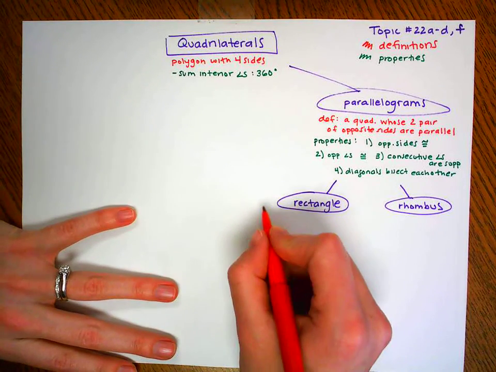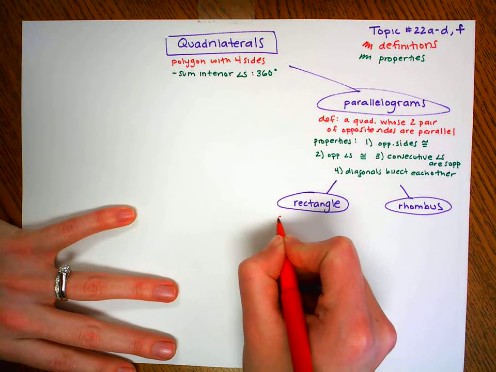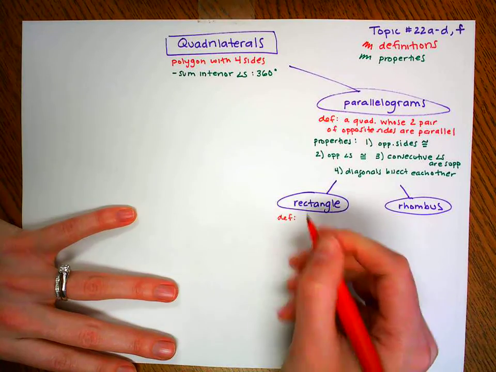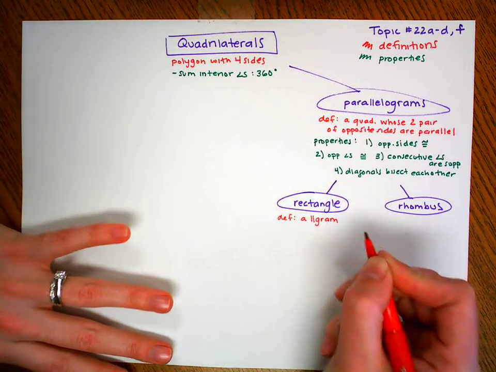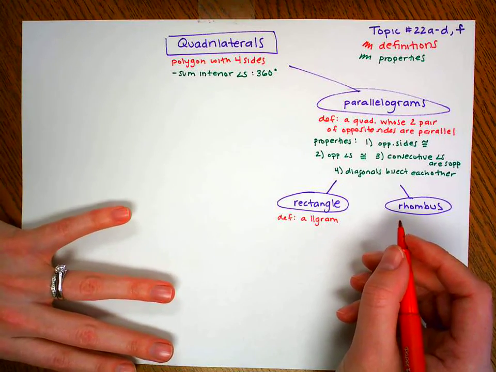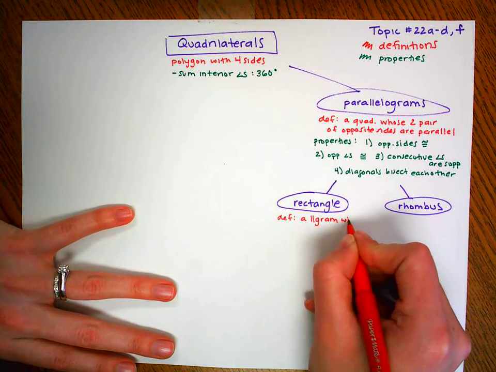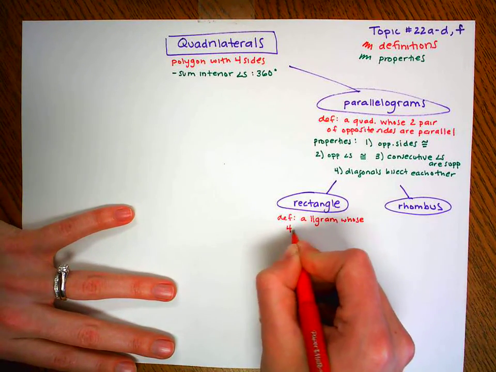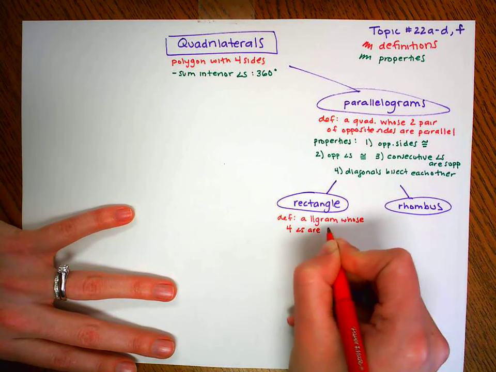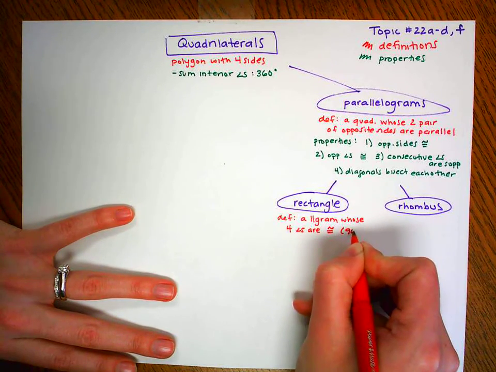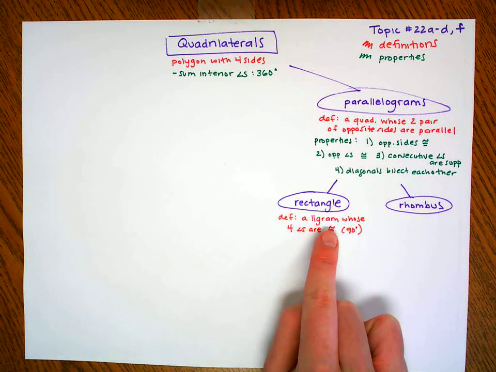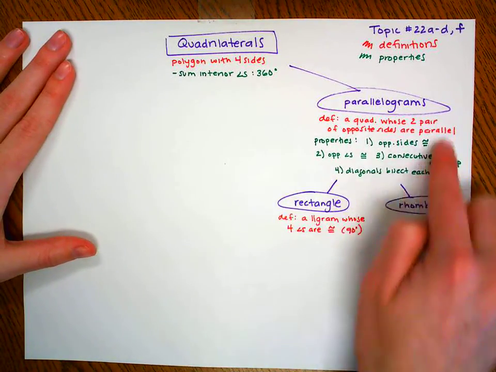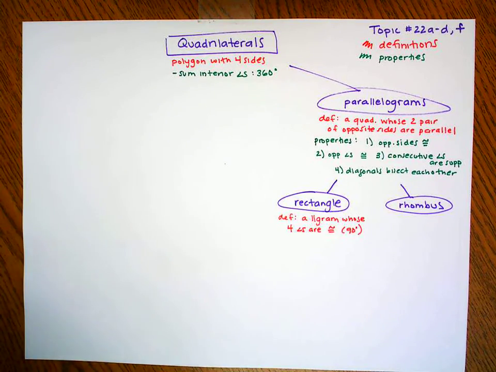So what is a rectangle? Well, if we look by a definition, it's a parallelogram whose 4 angles are congruent, and specifically they're each going to be 90 degrees. Okay. Now notice in the definition it says a parallelogram. That means everything that's happening here is also true for a rectangle. So it's a parallelogram whose four angles are congruent.